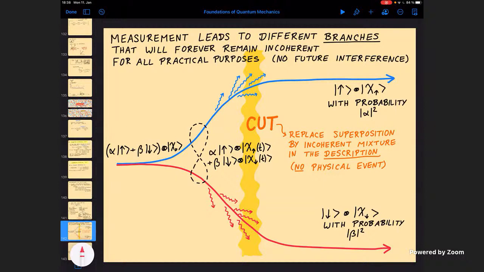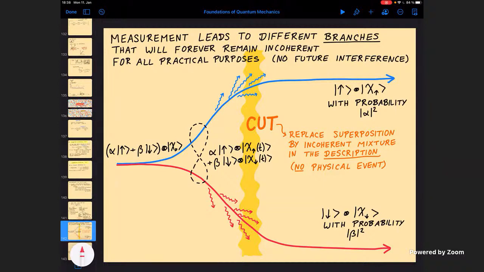I want to draw it in this kind of diagram, and I will walk you through all of the pieces of it. But basically what we have gained is that we see this picture that during the measurement process, we go to two different branches. And once we are able to make this cut, we can treat these branches as independent and just like classical options, different classical options that come with their different classical probabilities.